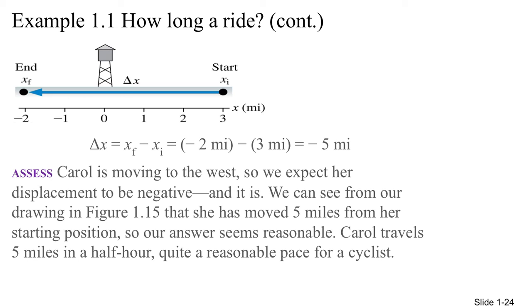Should it be 5 miles? It's hard to say if that's reasonable or not, but sure, 5 miles in half an hour is reasonable for a cyclist. We try and make the problems physically reasonable. It's worth asking that question. That's not too bad. 10 miles an hour for a cyclist isn't too bad.